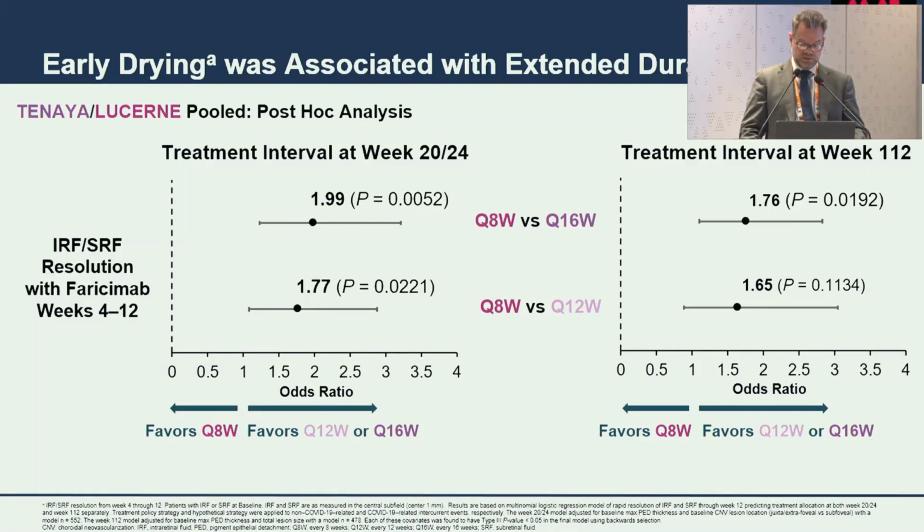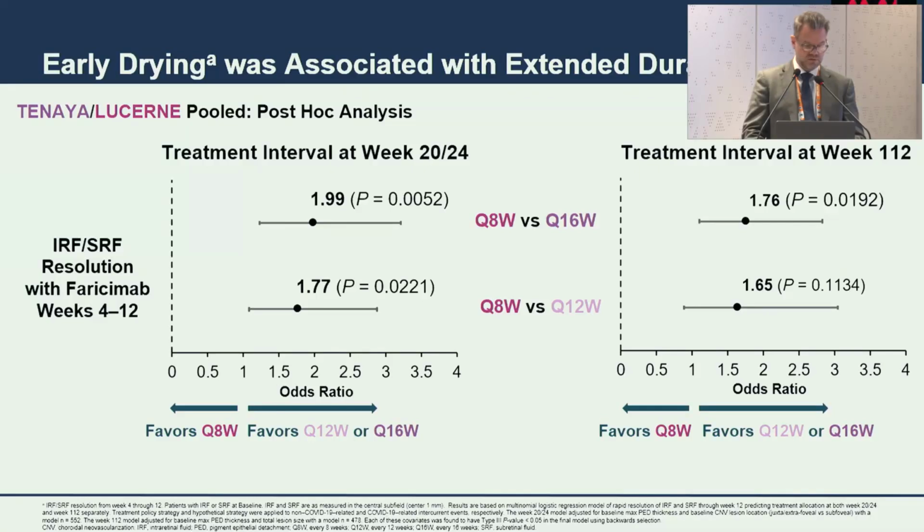And when you then looked at the end of the study, which was at 112 weeks, those numbers were largely matched. So those patients that had a dry retina in the early loading phase had a 76% chance of being extended out to Q16 weeks and 65% out to Q12 weeks.